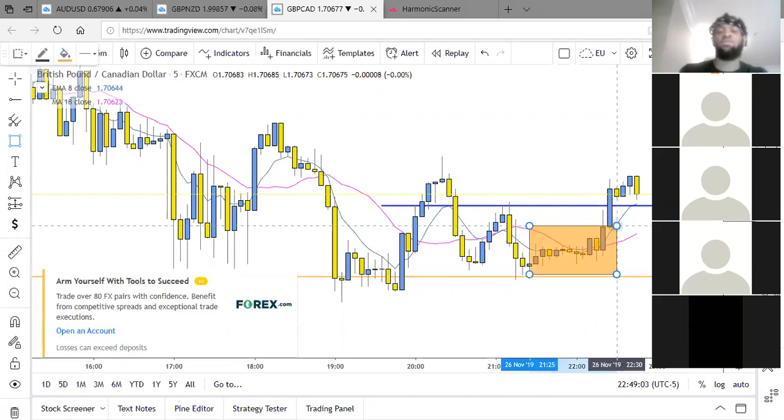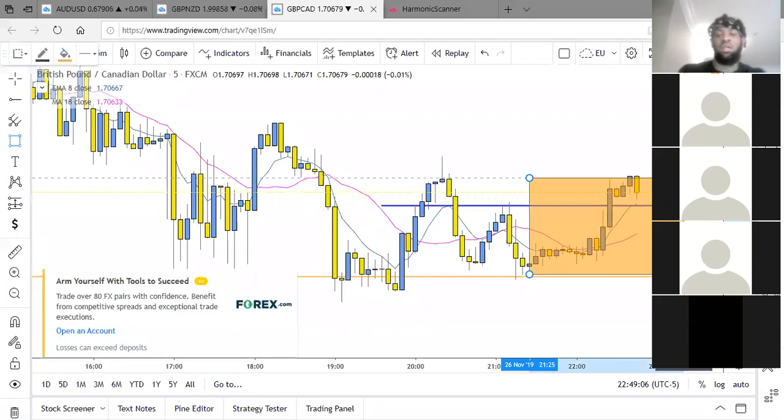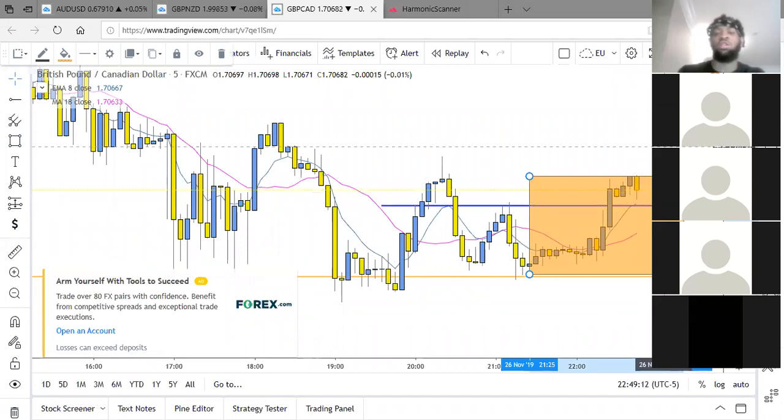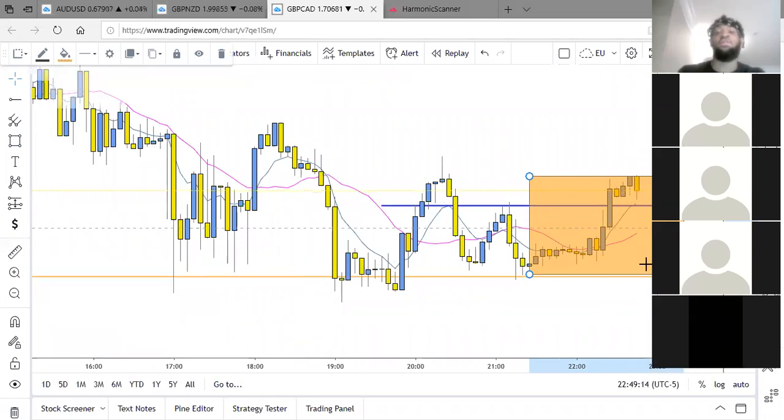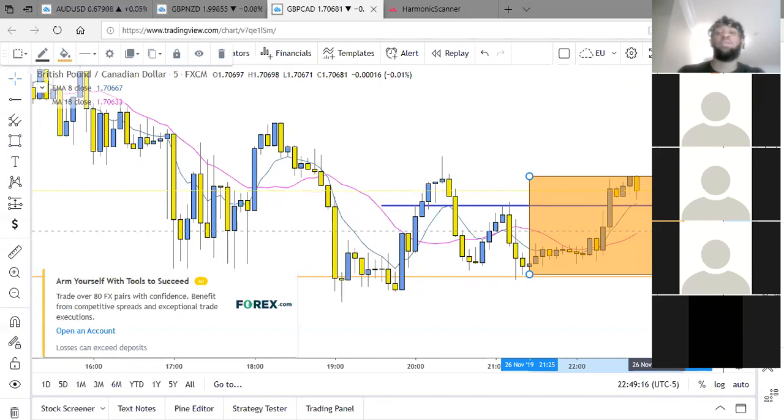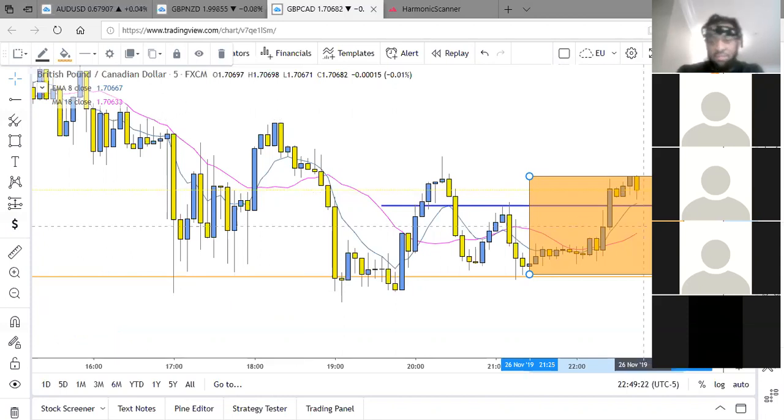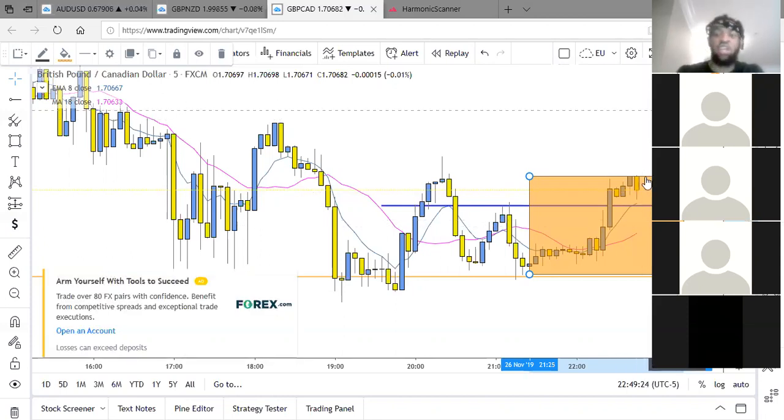So look, between this box right here, it has all of this to retrace before it goes back up. And that's probably what's gonna happen. It's gonna come down, make a higher low point, then it's gonna go up, because it just gave you a high.